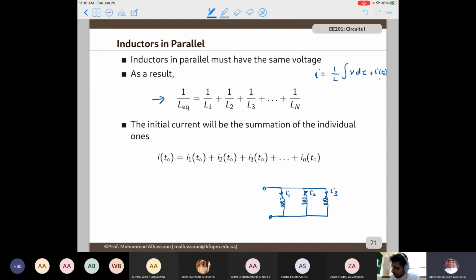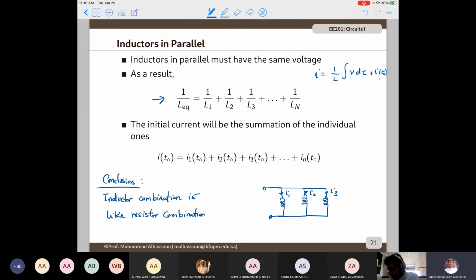So in conclusion, inductor combination is like resistor combination. If they are in series, you add them up. If they are in parallel, you take the parallel combination, or the harmonic mean.